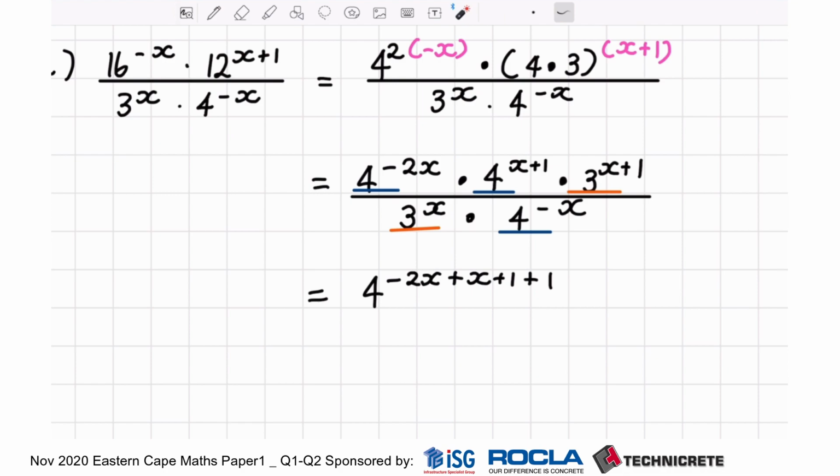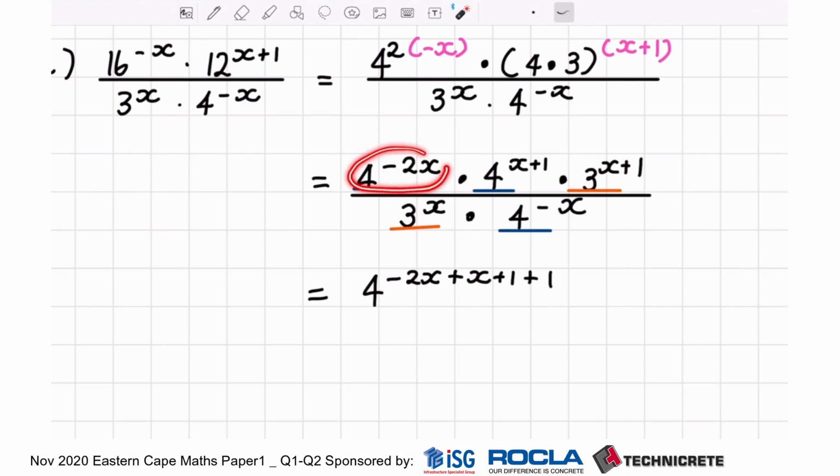Okay, so just to clarify, I had 4 to the negative 2x, and then I had the same base multiplied to the power of x plus 1. So I'm adding this x plus 1 to the same base. And then I had the same base again, but now I have division of this 4 to the x minus 1. And so I'm going to have it added to the exponents that I've already calculated. So instead of having a negative x, I'm going to have positive x at the bottom.